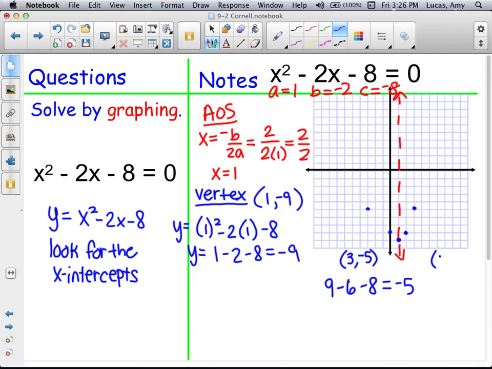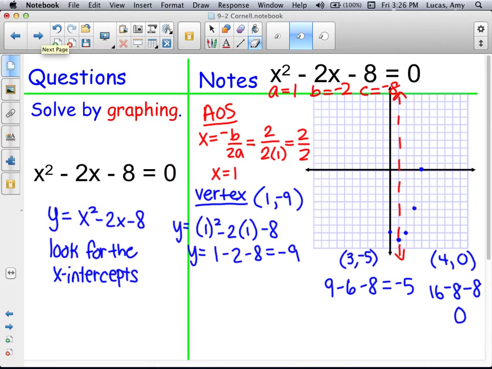Now, how about if I plug in 4? 4 squared is 16, minus 2 times 4 is 8, minus 8 is 0. So I just found one: (4, 0). And then if I balance it on the other side of my symmetry line, oops, I balanced that other one a little bit off. So if the other one was only 2 away from my symmetry line, this is 3 away, so it would be right here.